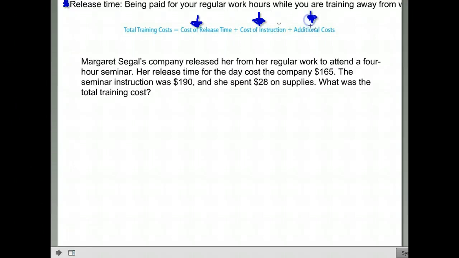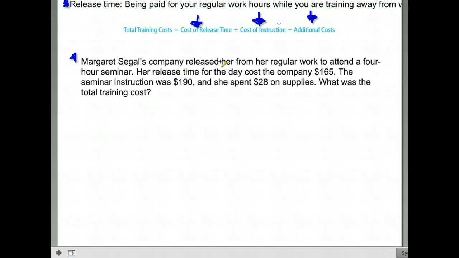Now that could be anything. That could be food. They can pay your food, they can pay your travel, all of those different types of things. It just depends on the situation. So really, finding total training costs, you're just adding the training costs together. You may have a fairly simple question like this first one here.